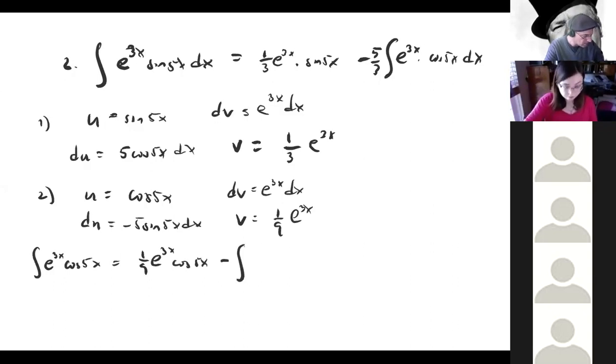the integral of, okay, so the constant is negative 5/9, so that's going to turn the minus sign into a plus sign. And it's going to be a 5/9. And then there's going to be e to the 3x times sine of 5x dx appearing. Okay, any questions so far?